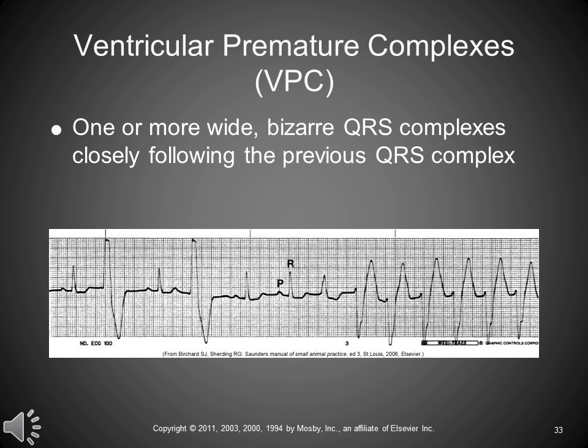Ventricular premature complexes, VPCs, instead of SPCs, VPCs. We get one or more wide, bizarre, and if you look at that tracing, they look pretty bizarre, QRS complexes closely following the previous QRS complex. And if you look at that tracing, you can see right there towards the end, a run of those really strange looking QRS complexes. They are just not happy at all. That's figure 15-12 from your book. If you see that, I'm sure you're going to bring that to somebody's attention real quick, as well you should.